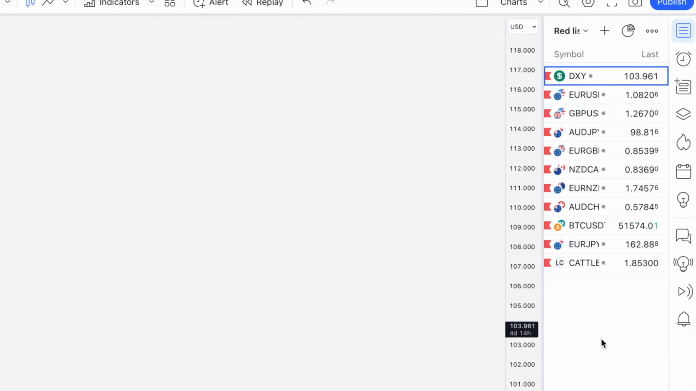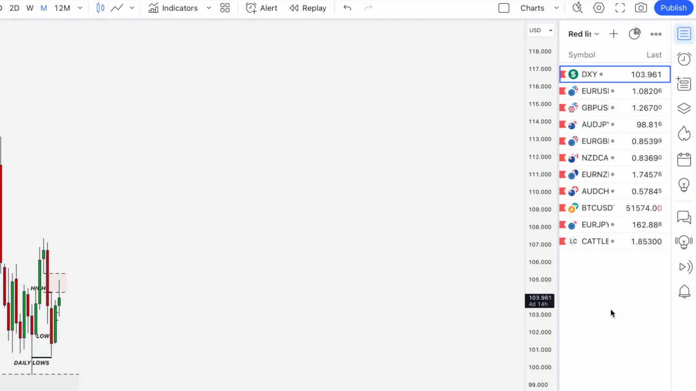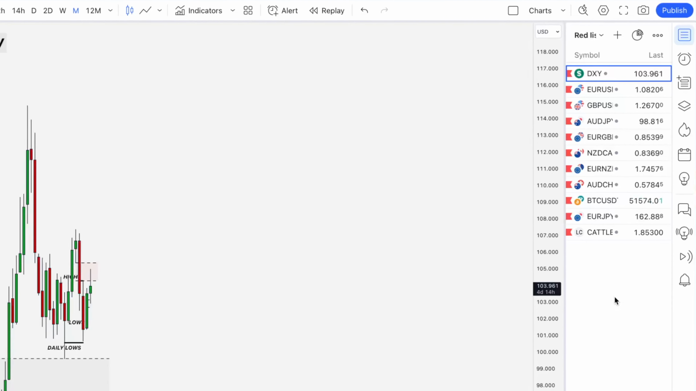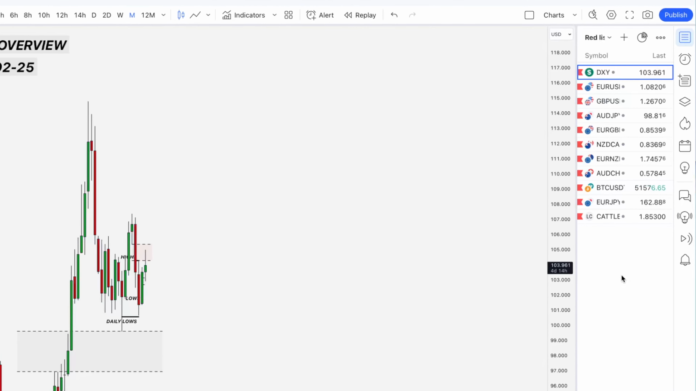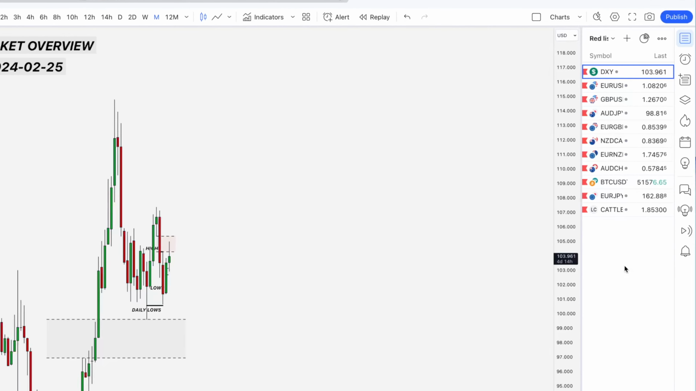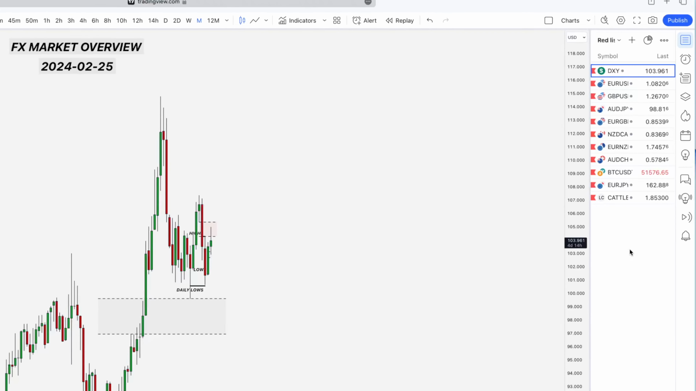So we're going to be looking at the dollar index, Euro USD, the British pound as cable, AUD JPY, Euro GBP, NZD CAD, Euro NZD, AUD CHF, Bitcoin, Euro JPY, and CAD. So CAD is actually new.